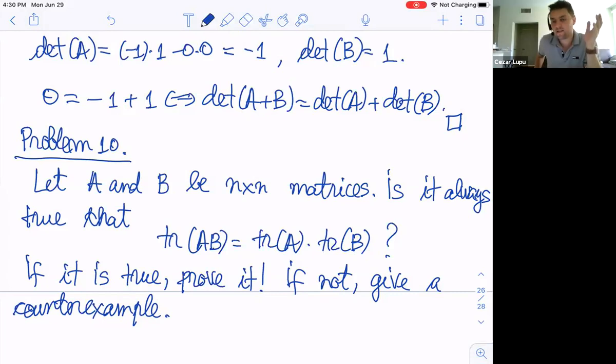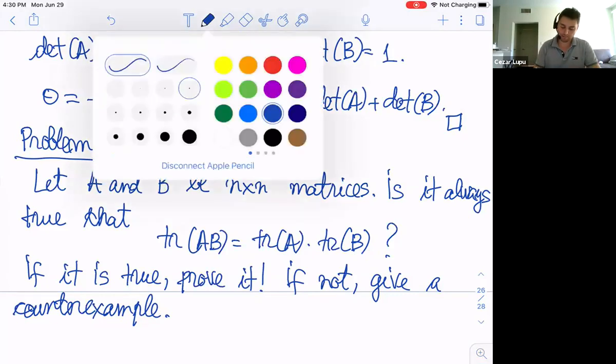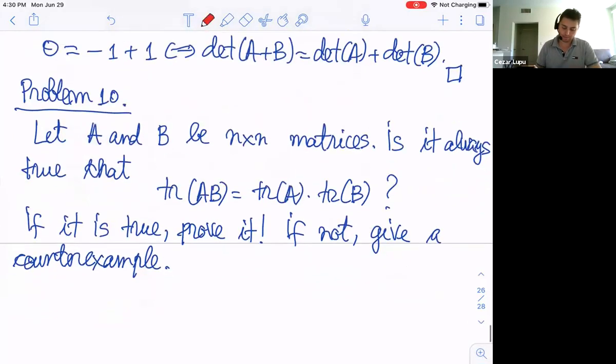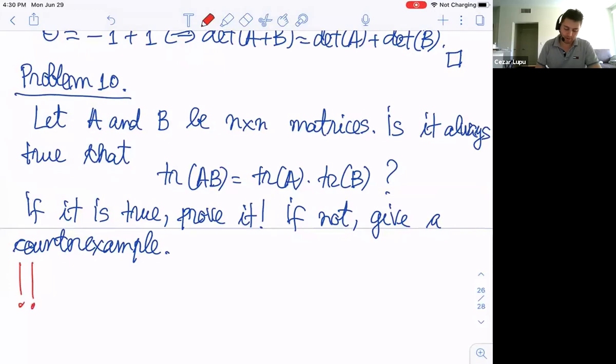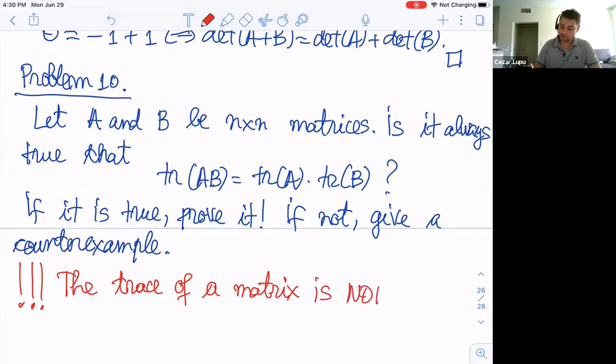And I've said this numerous times in class. I already told you, and I'm going to say it again, the trace of a matrix is not multiplicative.